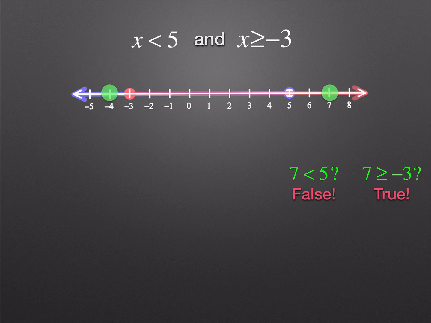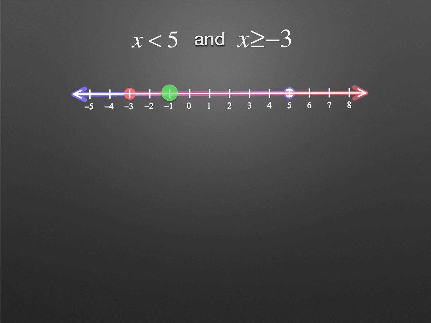Let's try a different point. Look at x equals -4. If I substitute -4 in for x, is -4 less than 5? Yes, that's a true sentence. How about -4 greater than or equal to -3? No, that one's not true. So again, -4 is not in my solution to the compound inequality.